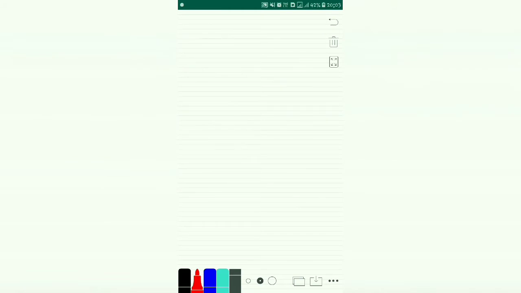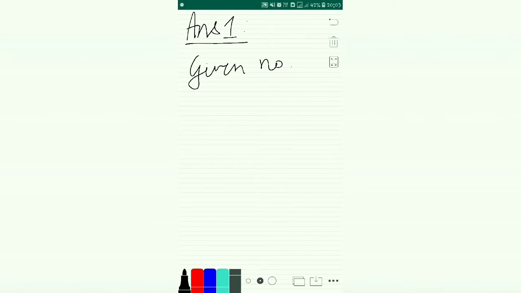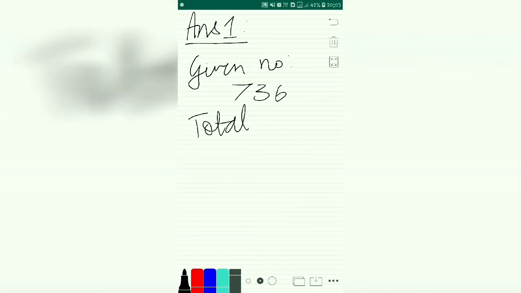Now we can start solving question 1. We have to write what is given to us. So the given number is 736 and the total number is 800.